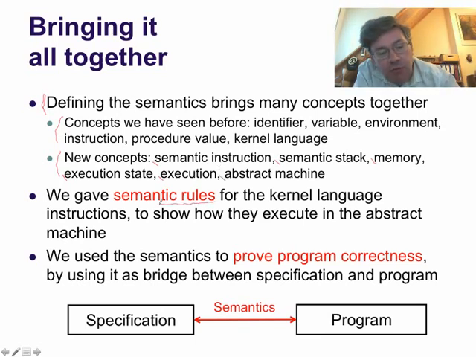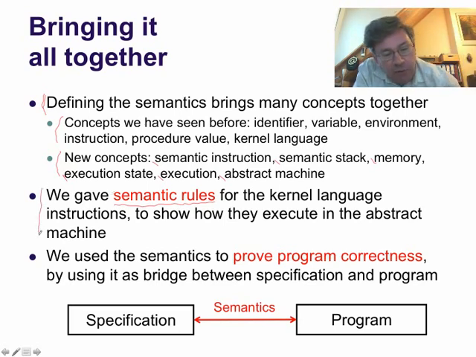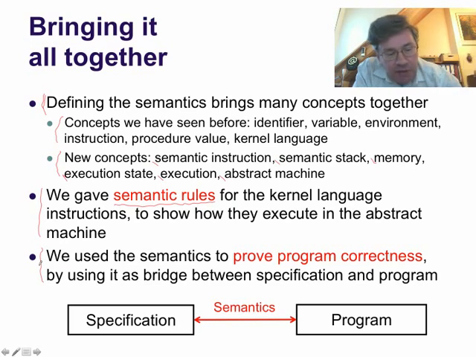which is the abstract machine. We gave semantic rules for all the kernel language instructions. Note how modular this kernel language is. You can add a new instruction, you just have to add one semantic rule, basically, without changing anything else. So the kernel language, in fact, was designed to be modular, but you can add new instructions to it by adding semantic rules. So we gave the semantic rules. We also proved program correctness. We showed how you can use the semantics to make a bridge between the specification, so what you want, and what the program is actually doing. So semantics is the way to bridge this gap.